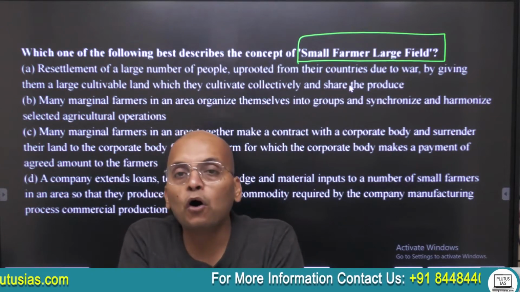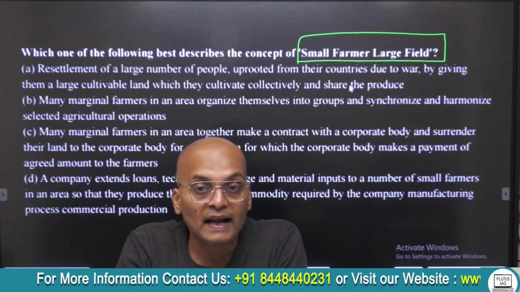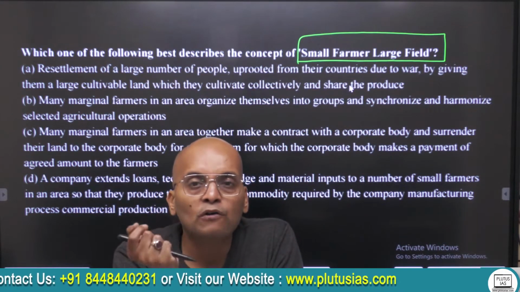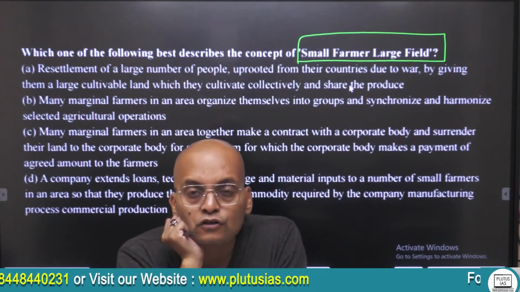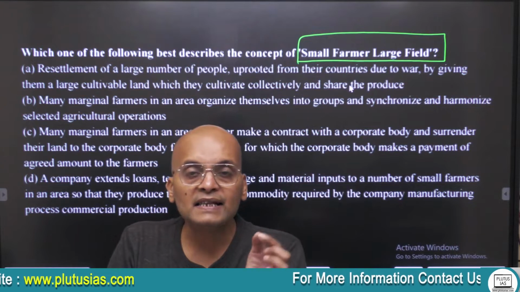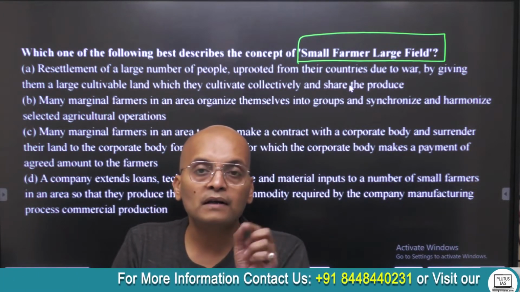So small farms are also one of the reasons for it. That's why you see crop rotation cannot occur. Small farm, small production will be there. So to counter these problems, a scheme is there. This scheme is known as small farmer, large farm.